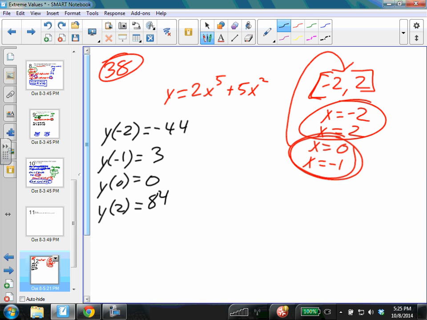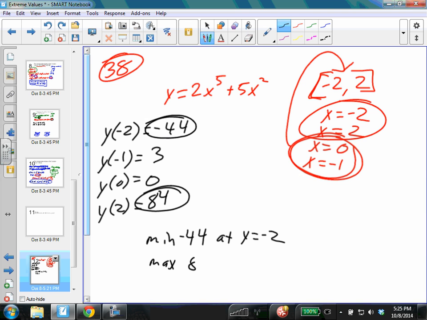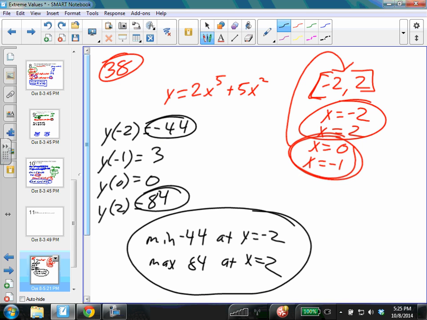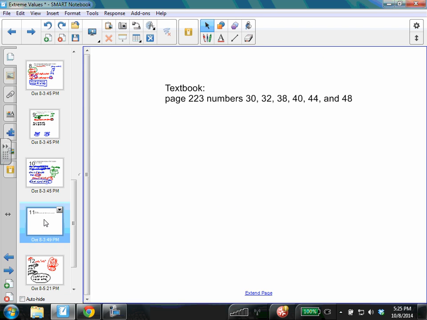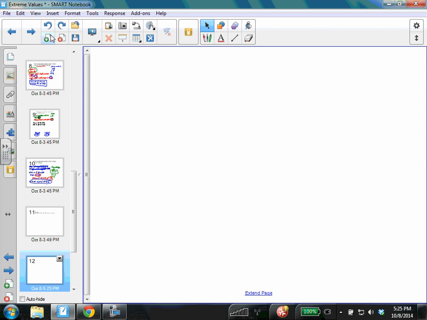And now hopefully this is a fairly simple process. That's the smallest, that's the largest. So we have a min of negative 44 at x equals negative 2. And we have a max of 84 at x equals 2. Okay? So now, make sure I go on to the right one. I want to go to 40, and then 44 and 48. So let's look at number 40.